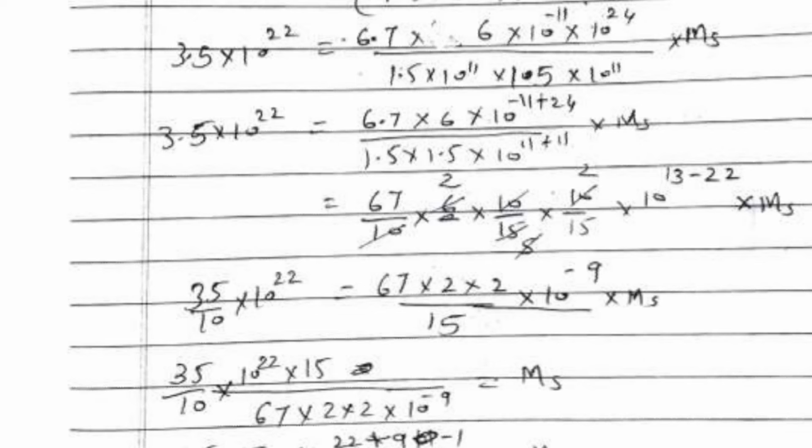And here also children, 3.5 can be written as 35 upon 10 into 10 raised to 22. Now what I'll do, I'll keep this Ms on the right hand side and bring all of these to the left hand side. So let's do that.